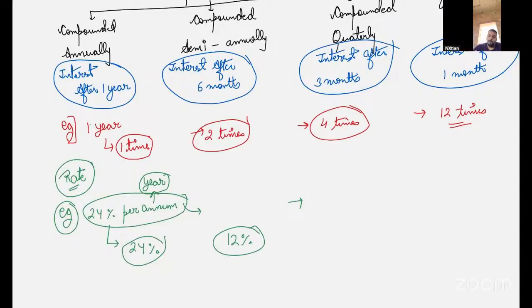Now, 24% per annum was there. Okay? It means for the whole year, it will be 24% per annum. But now we are calculating the interest.